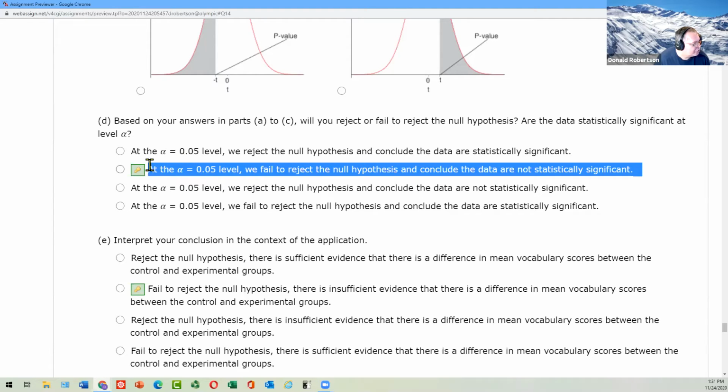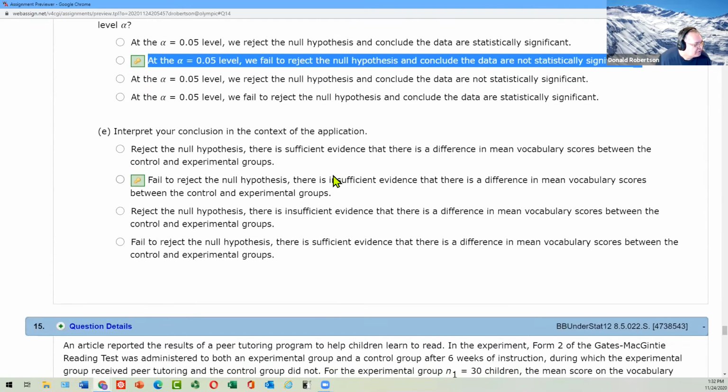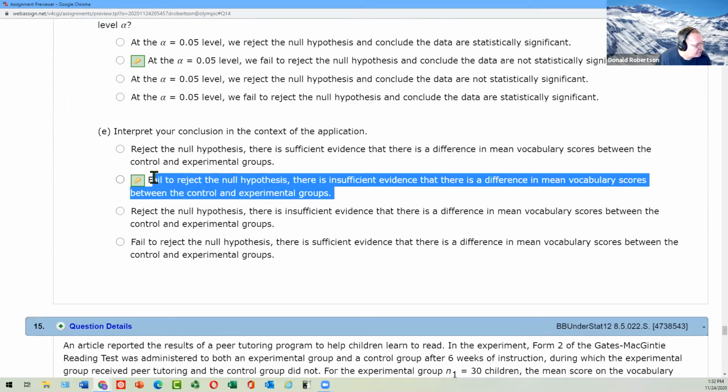That's the sentence that you use when you get no. Is your p-value less than alpha? No. Then that's what you will say. You fail to reject the null, and it's not statistically significant. And what does that interpret as? You fail to reject the null, insufficient evidence to prove whatever it was you were trying to prove.